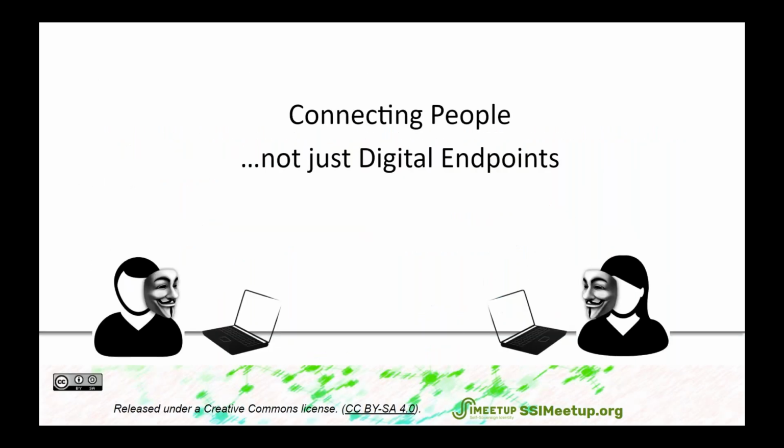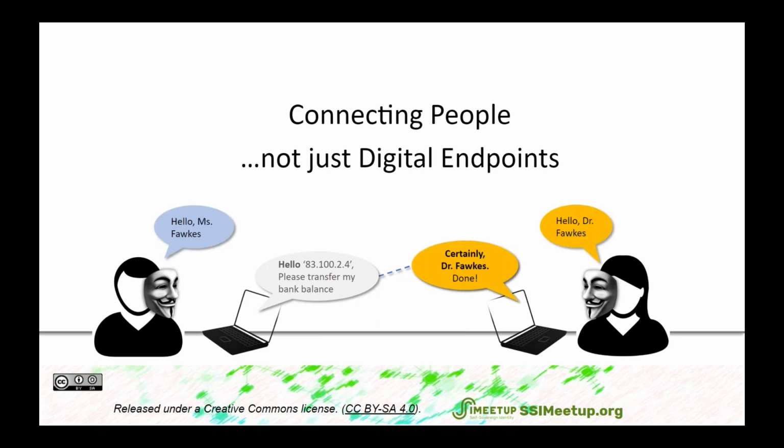So really what this is about is connecting people across the communication line, not just digital endpoints. In the previous little animation, we had an IP address saying transfer my bank balance, and then a receiver saying, I understand the IP address, but who's asking? Now we can really start to talk about, well, who's asking? And if I make a claim about myself, the receiving party can say, well, that's interesting, but who says? And so now we have the tools to really understand who is vouching for you.